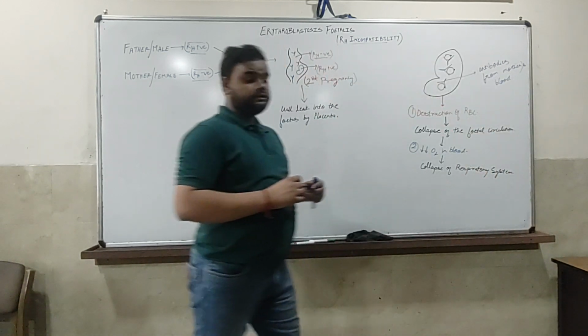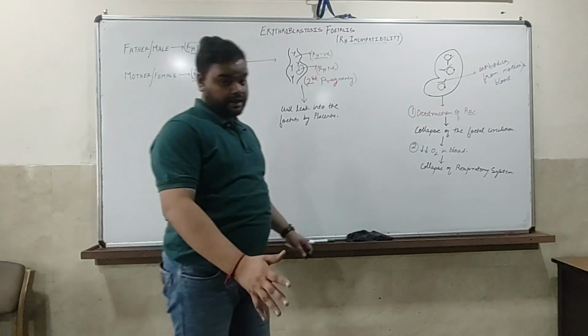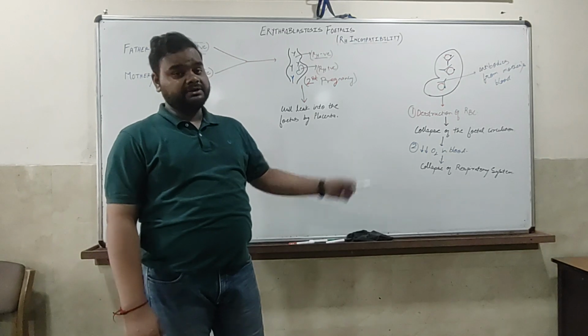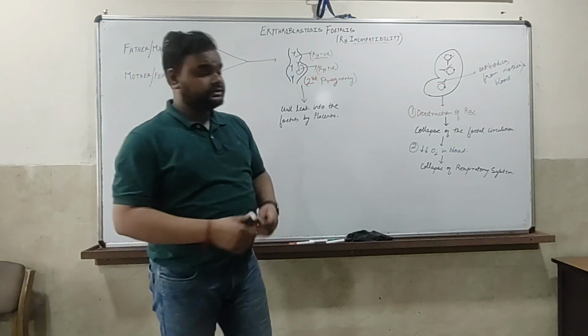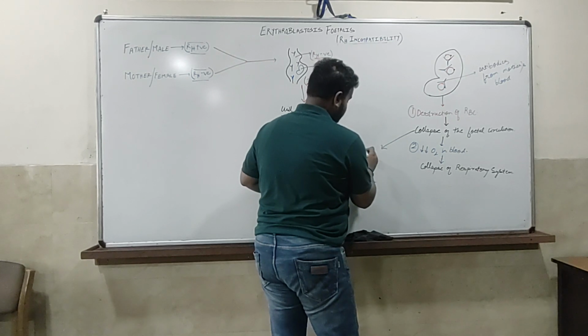Now, collapse of the fetal circulatory system and collapse of the respiratory system happens initially. As there are fewer RBCs in the blood and the circulatory system has also collapsed, this will lead to anemia.